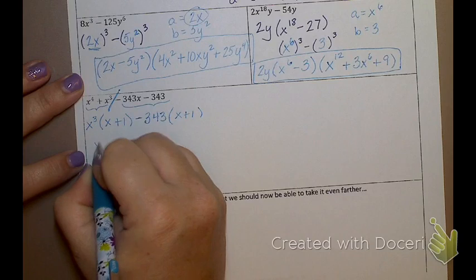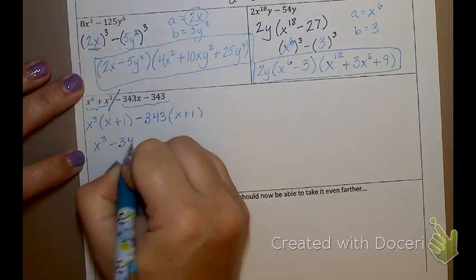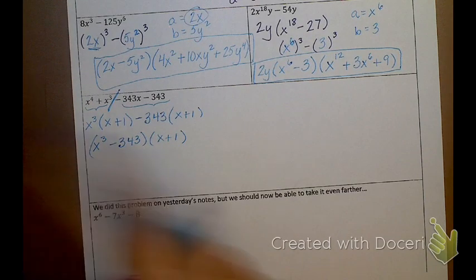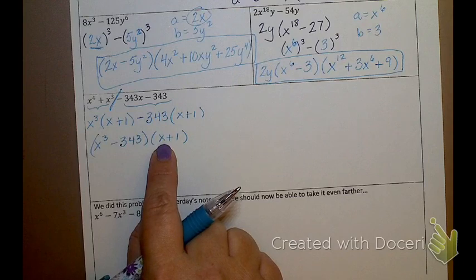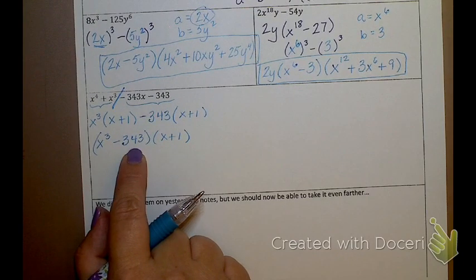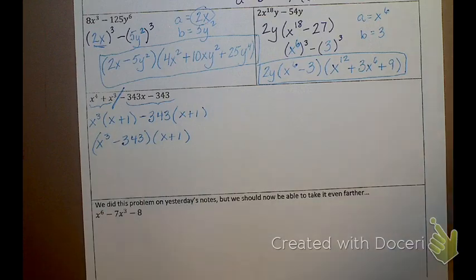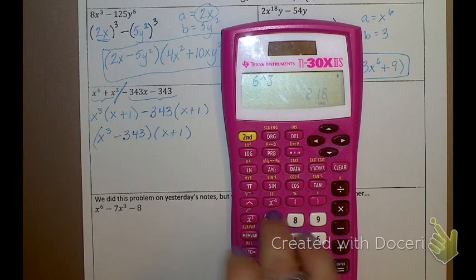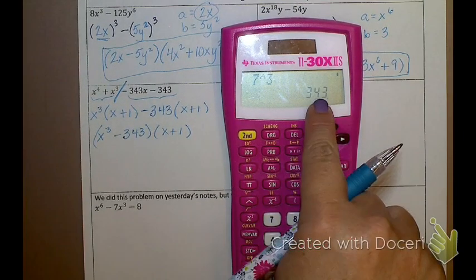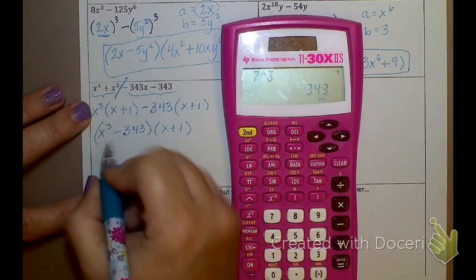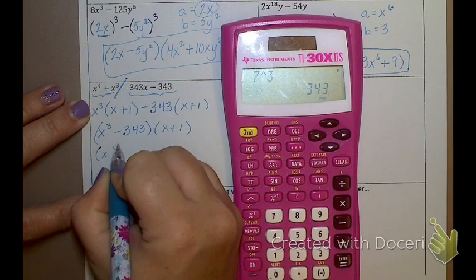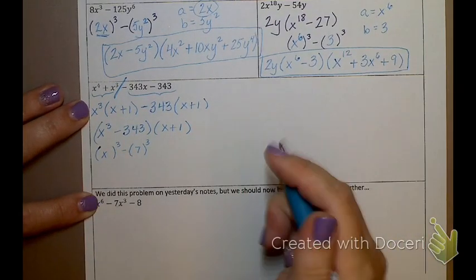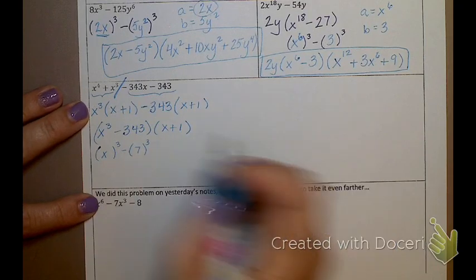X plus 1. So I have x to the 3rd minus 343. And I have x plus 1. X plus 1 is not a square or a cube because it's just plain old x. But this is a cube. Is 343 a cube number? So yeah, pretty much know up to 5. What is 6 to the third? 7 to the third? I have another difference of cubes, don't I? So I have x to the third minus 7 to the third right there. Do you get that?